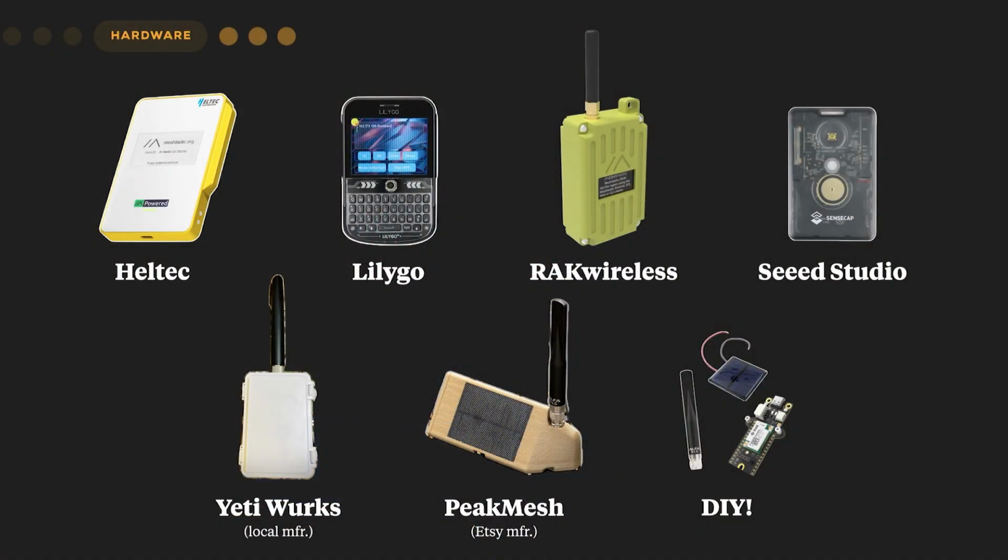I want to call out the two manufacturers on the bottom left. YetiWorks is a local manufacturer who makes pre-built nodes and sells them online. So it's a local person who does that, and those are high quality. And then Peak Mesh is also a seller on Etsy who designs and builds their own nodes and sends them out on Etsy. And I bought a couple of those, and they are extremely high quality and really cool.